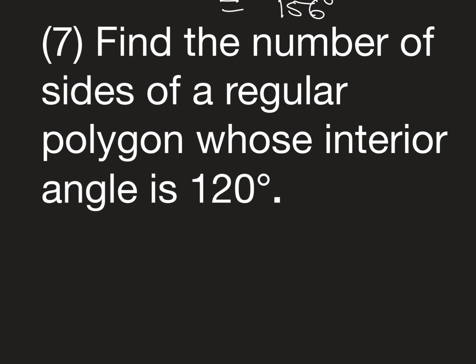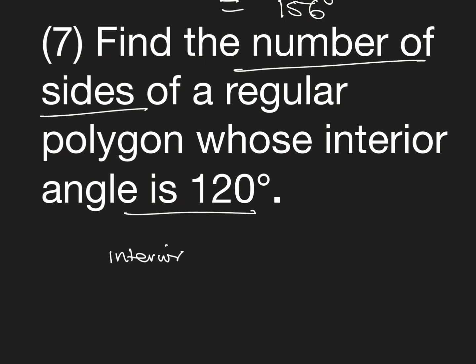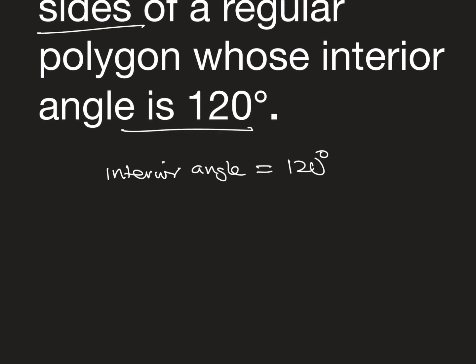Moving on to the next question. It says, find the number of sides of a regular polygon whose interior angle is 120 degrees. So the interior angle is given as 120 degrees. Okay, so it is not the sum of the interior angles, but just each interior angle.